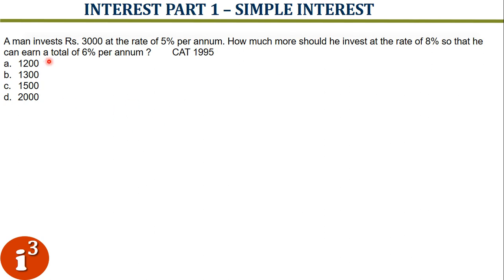This is a question of CAT 1995. A man invests rupees 3000 at 5% per annum. How much more should he invest at the rate of 8% per annum so that he can earn a total of 6% per annum? So the man has invested 3000. Now he invests some more amount on which he will get a return of 8% per annum, so that his total return becomes 6%. So it's also pretty simple.